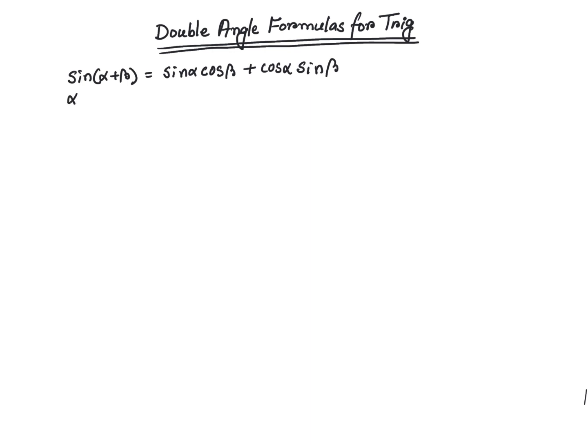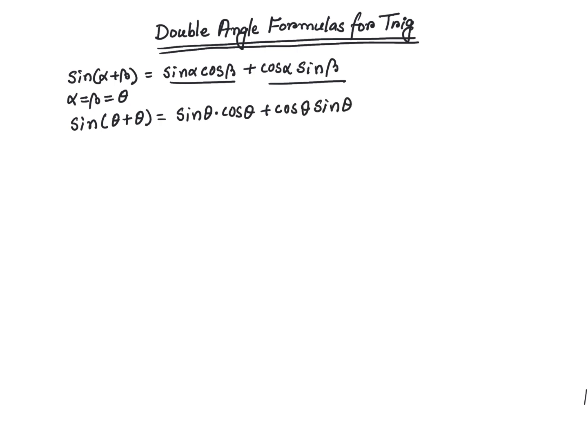So let's say my alpha and beta are the same, and let's call both of them theta. That means alpha is theta, beta is theta. So my left hand side, if I plug in this value, is going to be theta plus theta, which is going to be 2 theta, right? And the right hand side is going to be sine of theta times cosine of theta, that's from this term, plus cosine of theta times sine of theta, which is the same thing, right? Sine of theta times cosine of theta.